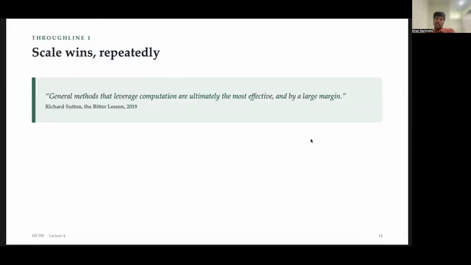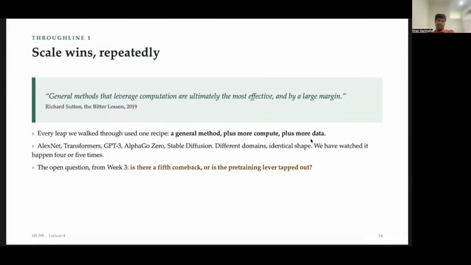Okay, we looked at those four phases. Now let's look at some of the through lines that come out of these. One is this sort of scale, which Sutton wrote about, and we talked about this work last week. Just general methods that leverage computation are ultimately more effective, and by a large margin. And almost every leap has been something like this, right? AlexNet, transformers, GPT-3, AlphaGo Zero, stable diffusion, things like that.